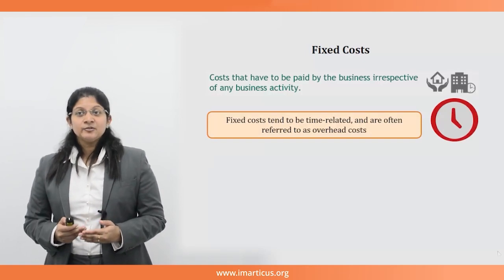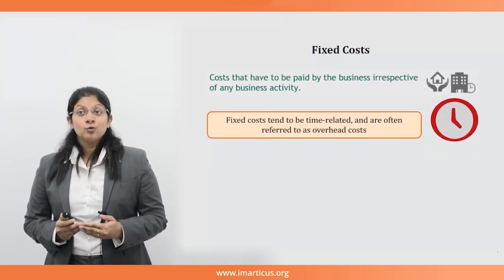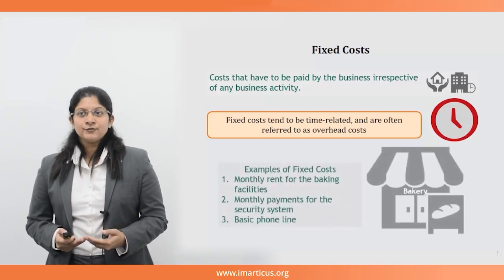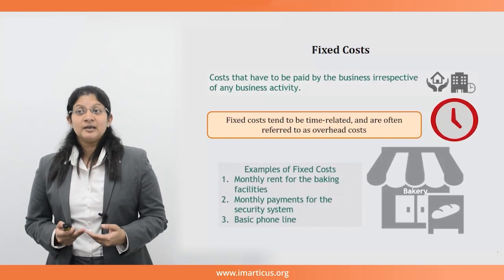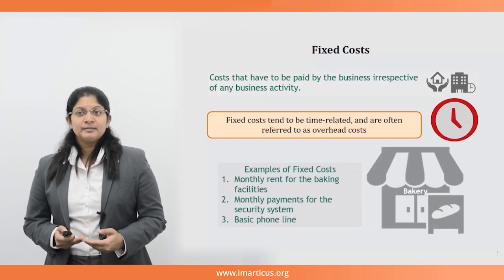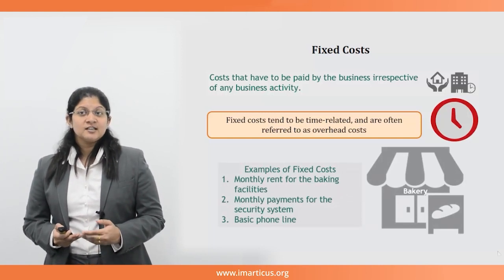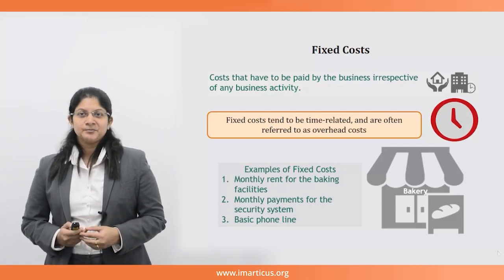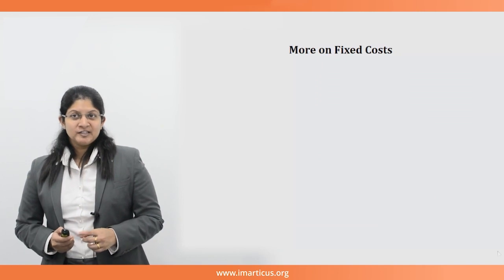They tend to be time related and are often referred to as overhead costs. For example, in a bakery, the monthly rent for the baking facilities, the monthly payments for the security system, and a basic phone line are fixed costs as they do not change according to how much bread the bakery produces and sells. A few more points to remember on fixed costs.